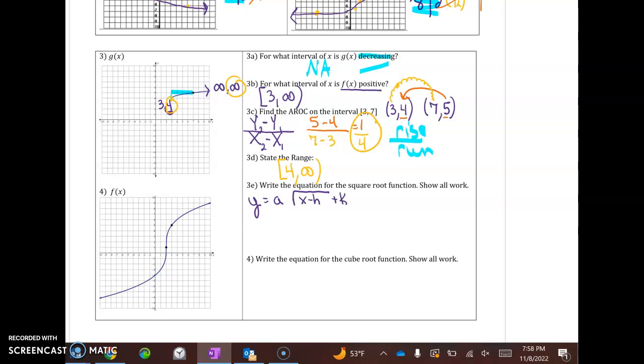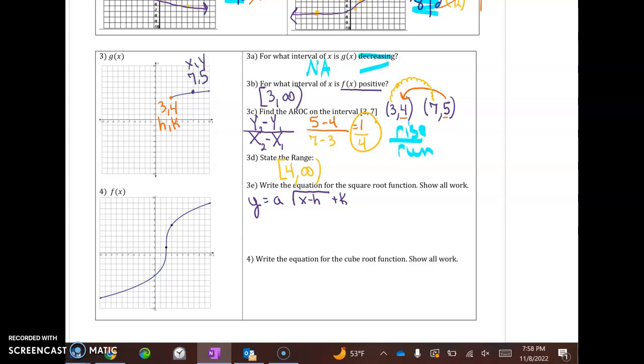And what I need to do is establish the numbers that I know. So I'm going to do a little erasing here on my picture. And the starting point, this 3, 4, you want to think of that as your h and k, and then this point that it's going through, this 7, 5, you want to think that is your x and y.